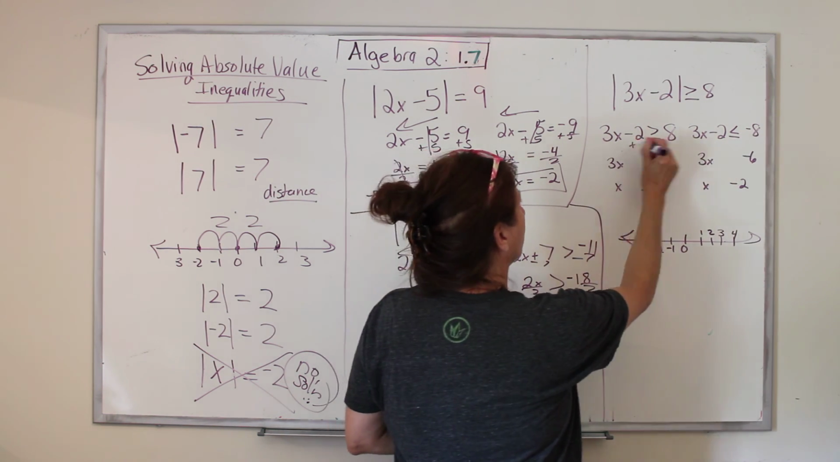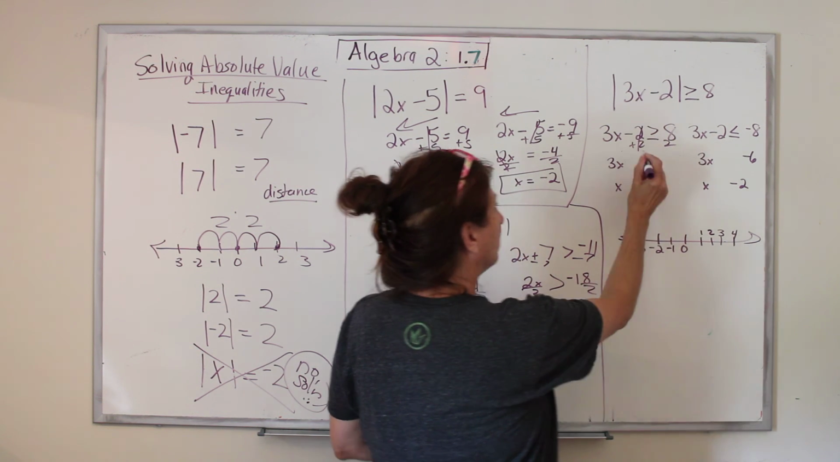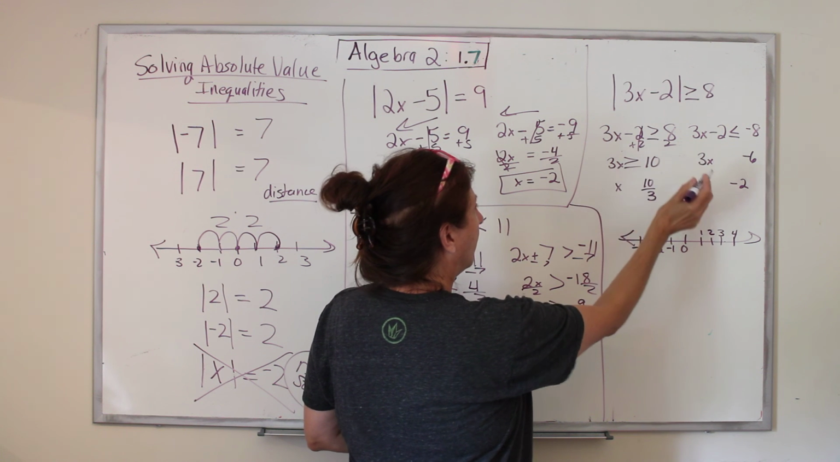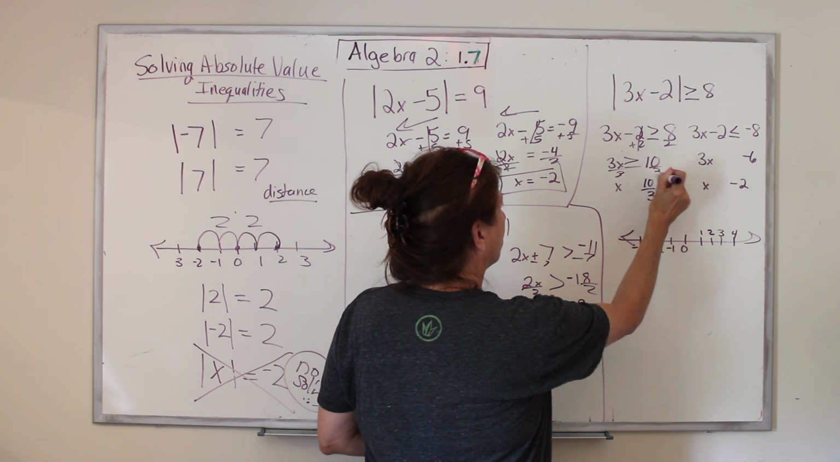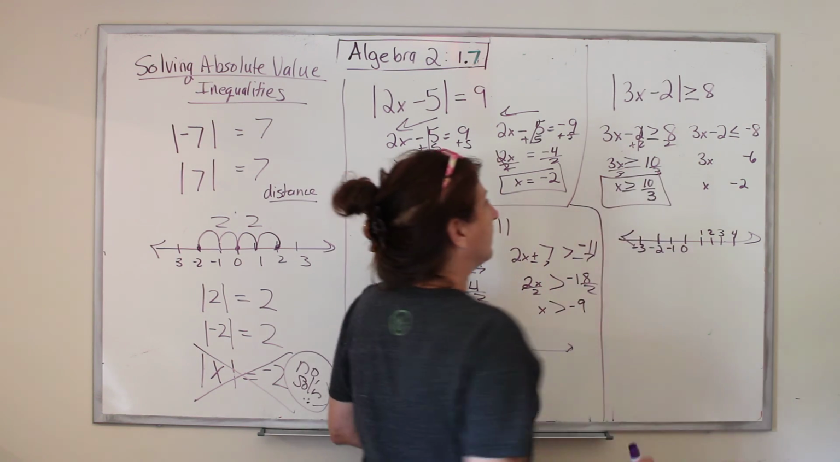Now we're going to solve it. Plus 2, those cancel out. Do we flip it? No. Now we divide by 3, divide by 3. Do we flip it? No, because that 3 was not negative.